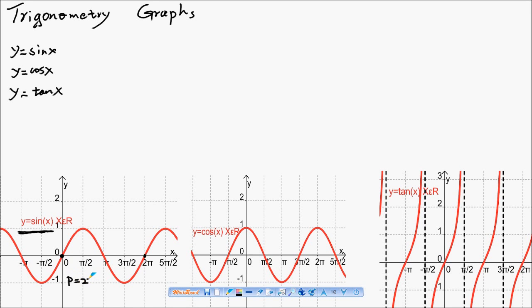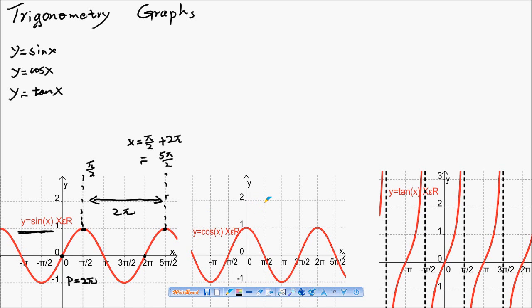The period of y equals sine x is 2 pi, because it's repetitively the same over 2 pi. For instance, if I take the line here at pi on 2, and I want to know the value when x equals pi on 2 plus 2 pi, which is 5 pi on 2, your y answer should be the same. This is basically the meaning of the period, and the difference between them is 2 pi. Here is the period.